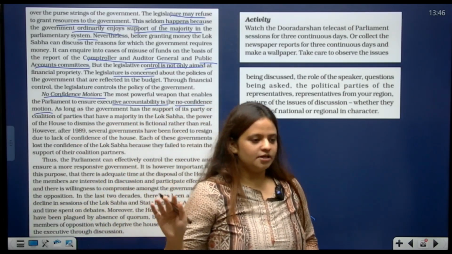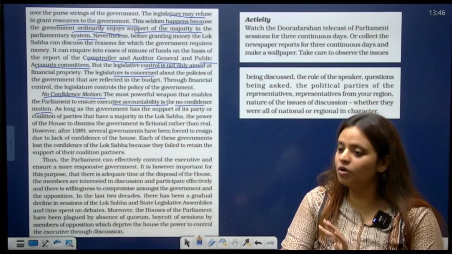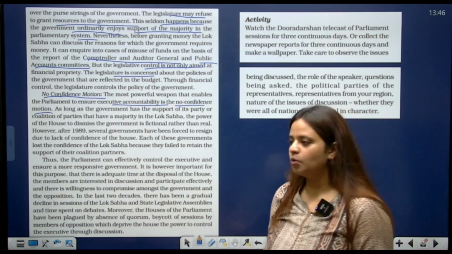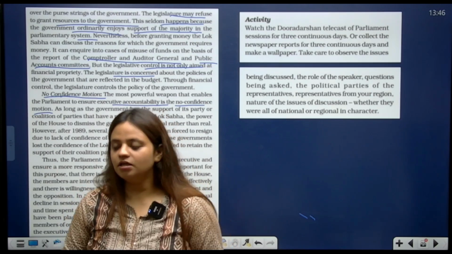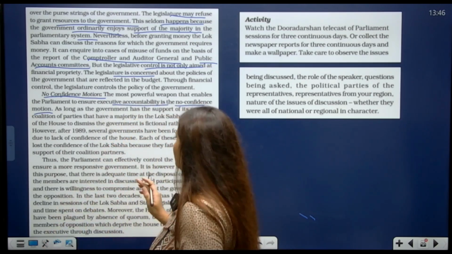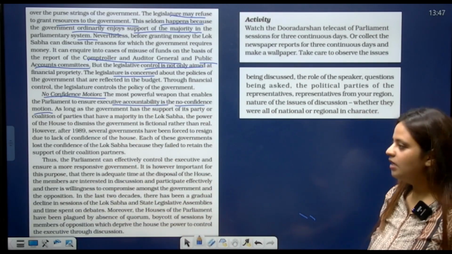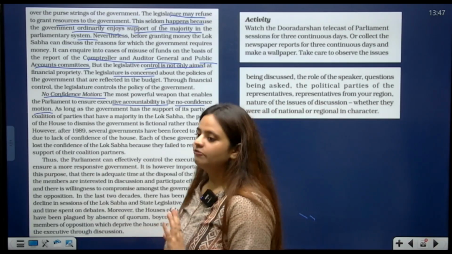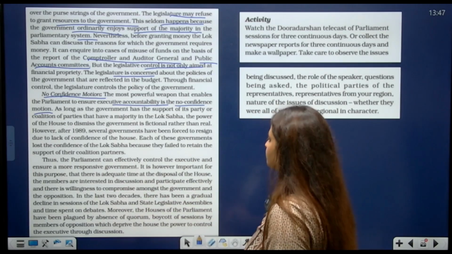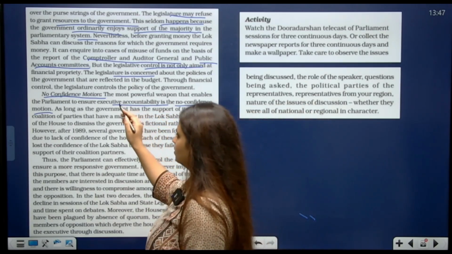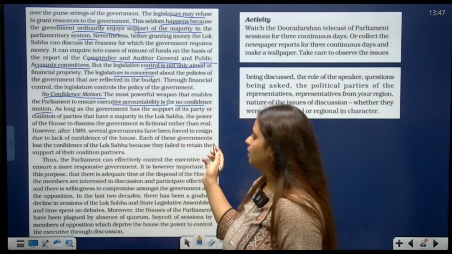So what is a no confidence motion? It is a weapon given to the parliamentarians to hold the executive accountable. How will they hold it? As I told you, the party should have a 50% plus majority in the parliament. So when the opposition feels that the majority of the party is not there, it can raise a no confidence motion, where the party has to prove their majority in the parliament. A no confidence motion can be raised against the government by any opposition party.